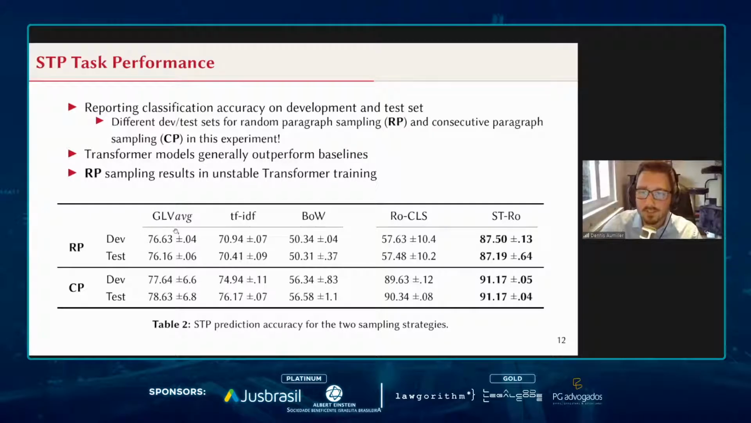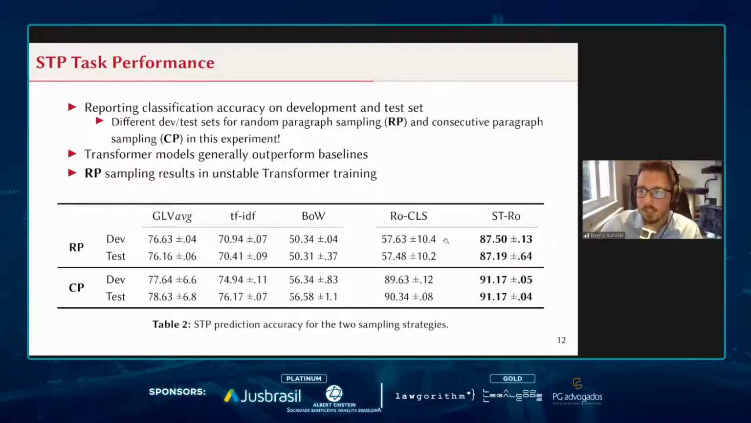What we will look at instead is how these models perform across the board, meaning we can still look at how GloVe averaging performs in comparison to, for example, the sentence transformer models. And we see that the sentence transformer models for both strategies perform extremely well, much better than any baseline, and specifically show a better performance, although only slightly better for consecutive paragraph sampling, compared to the standard transformer models.